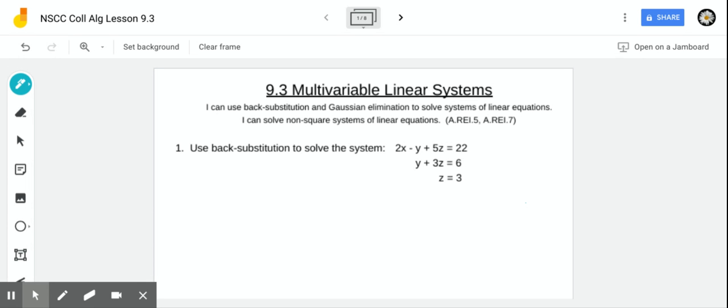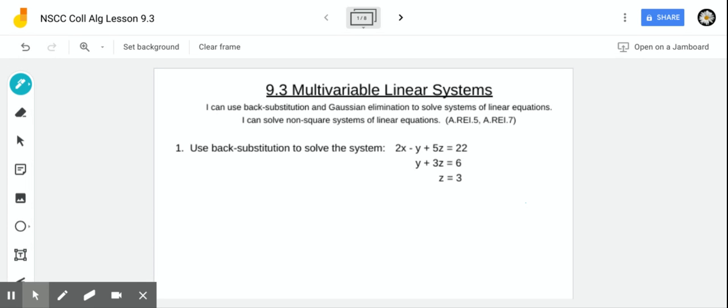You could do 4 or 5 or 6 variables, but if you have that many, you don't want to use these methods because that would be a disaster. If you have more than 3 variables, we really want to use matrices, which we'll talk about in chapter 10. But we can do this for 3 variables. It'll work. The first thing we want to look at is back substitution.